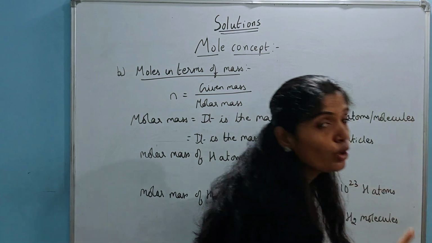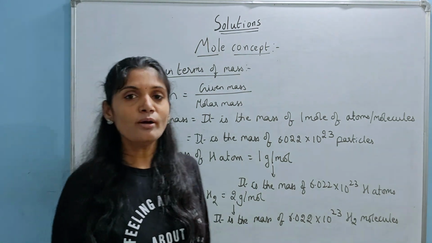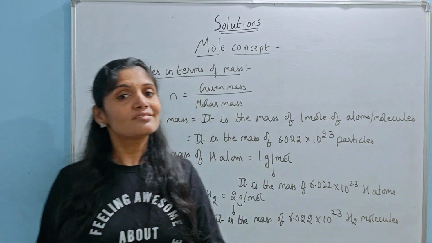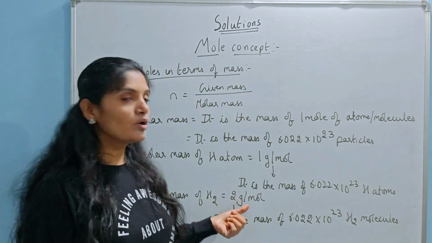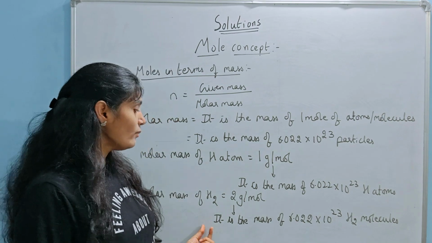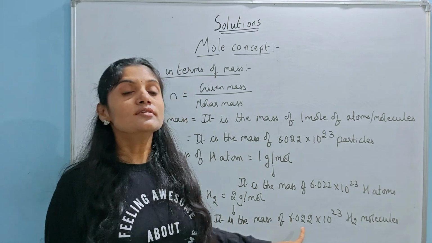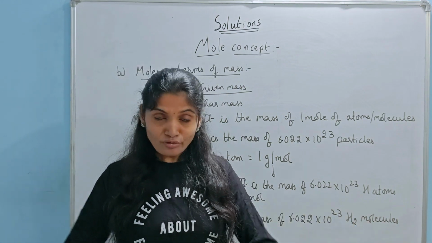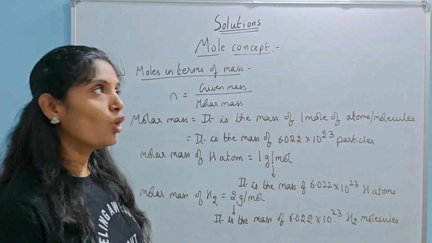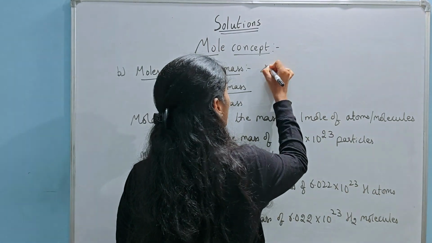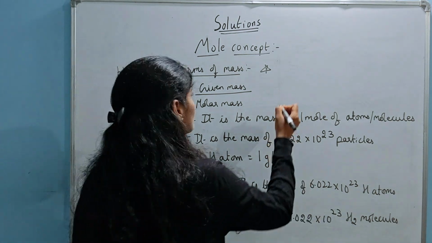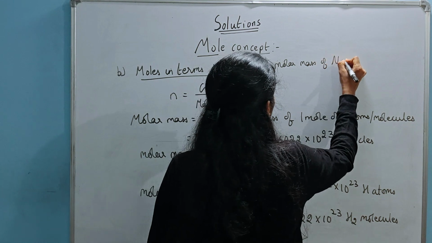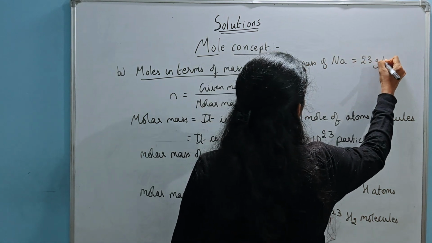Because here I am talking about the molecular form of hydrogen. What form of particles am I talking about? Molecules. So when I say molar mass of hydrogen is equal to 2 grams per mole, I am talking about mass of 6.022 into 10 to the power of 23 hydrogen molecules. So this is what you need to understand when I am talking about molar mass. If you want, let us take one more example. If I say molar mass of sodium is equal to 23 gram per mole.